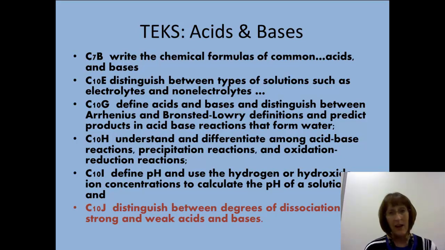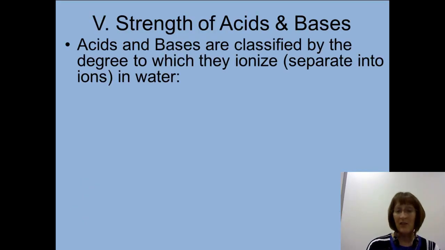We talked about the fact that strong acids and strong bases conduct electricity well, weak acids and bases not so much. So acids and bases are classified by the degree to which they ionize. Underline that word ionize, circle it or something, because ionize means they separate into ions.